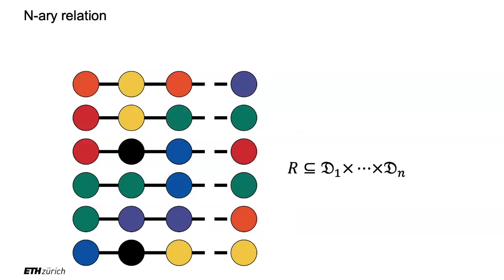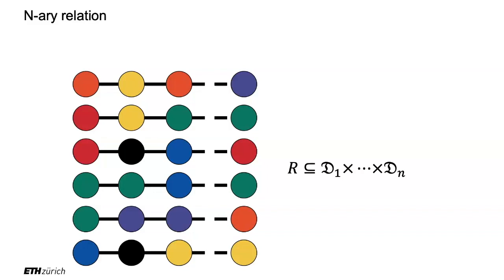And now I can generalize that not to just 2 and 3, but any number of sets. Now I'm using the notation D because D is like domain, because the database people call them domains. Every one of these is a domain. So I have domain 1, domain 2, domain 3, all the way to domain N. And then I take the Cartesian product of these. I take a subset. That's a list of tuples on these domains. And that's called an n-ary relation.